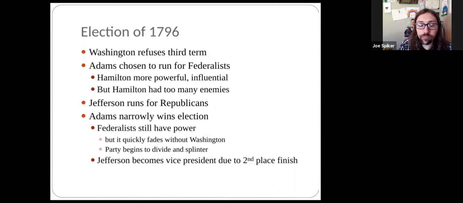Okay, so Washington, if you remember, during the Constitutional Convention, was unanimously chosen to be the president of that convention. He gets elected as president, first president under the Constitution. He gets elected again in 1792 for a second term. And he's the biggest safety net for the Federalists. Okay. In 1796, he decides to retire from public life.